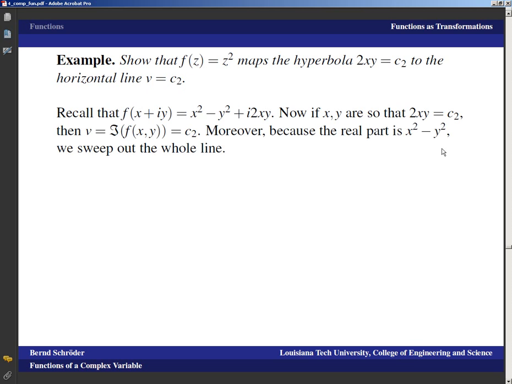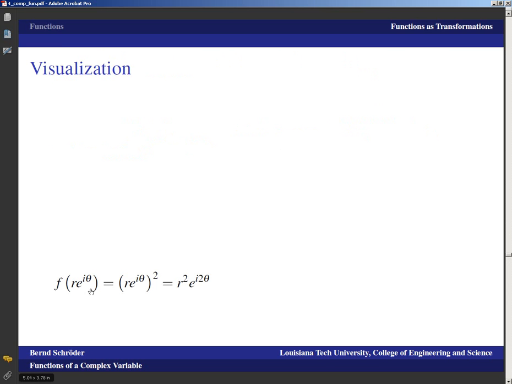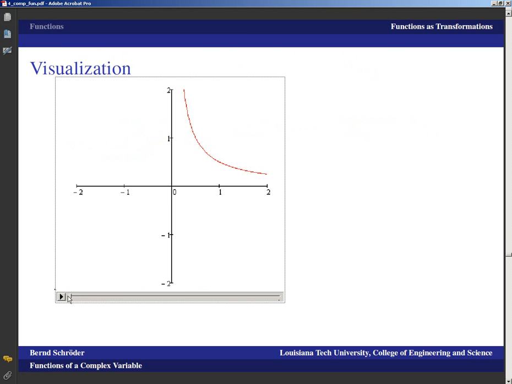And because the real part is x squared minus y squared, and because I can get enough combinations of values x and y on this hyperbola, we actually sweep out the whole horizontal line. And we can even visualize that by starting with the hyperbola, and as we square that, basically what happens is that the hyperbola bends around and straightens out more and more and more until it basically in the end becomes a straight line. Now you may ask yourself here, how did I generate these animations?